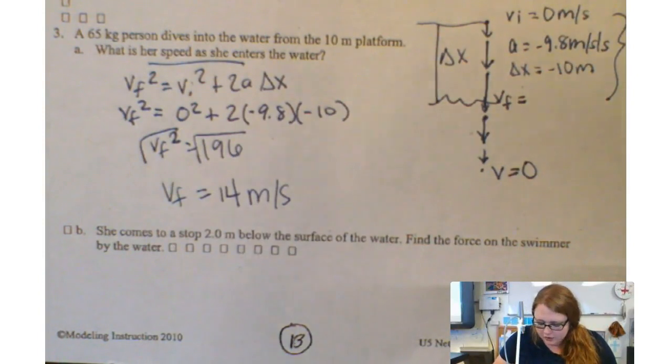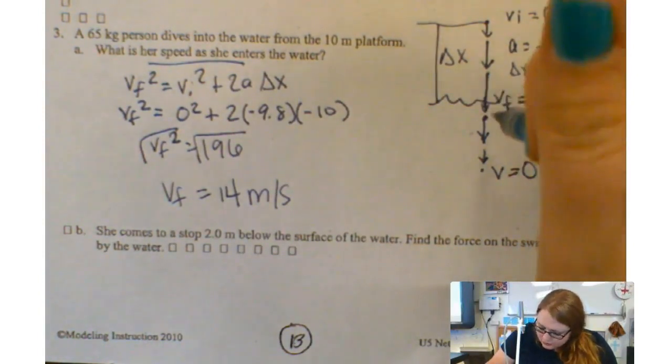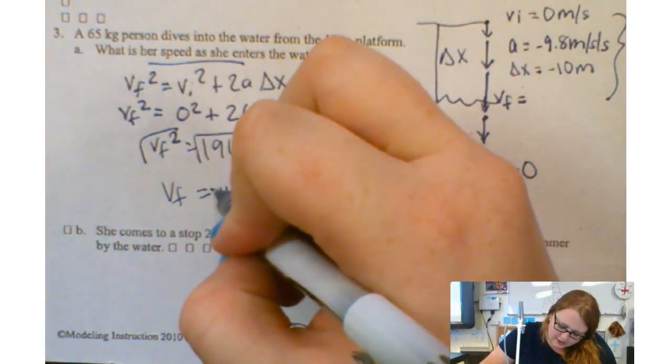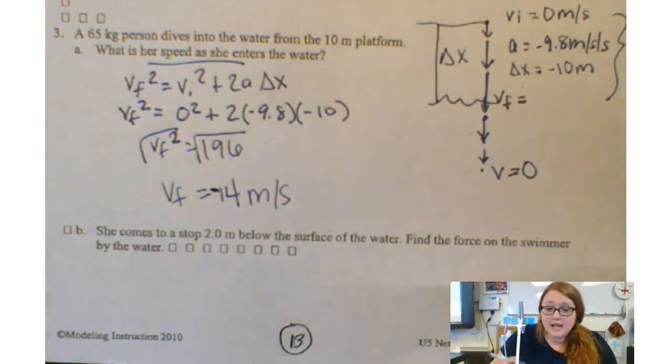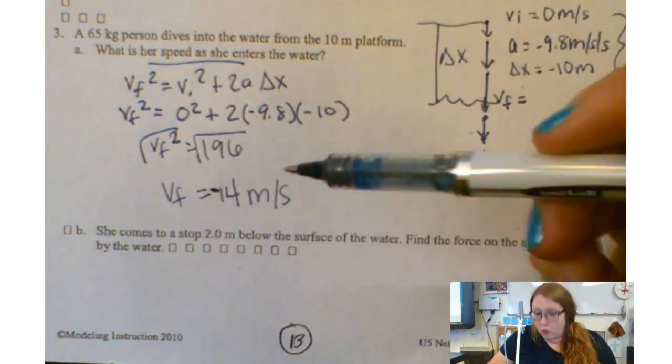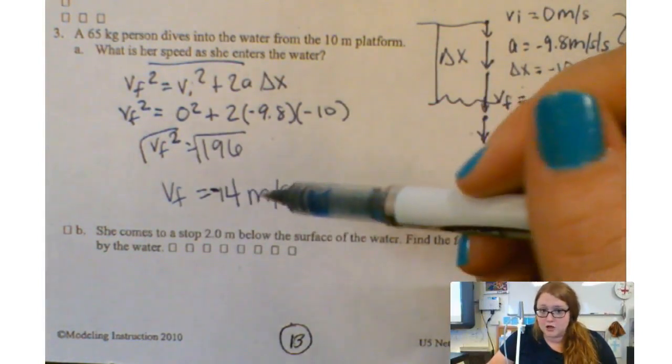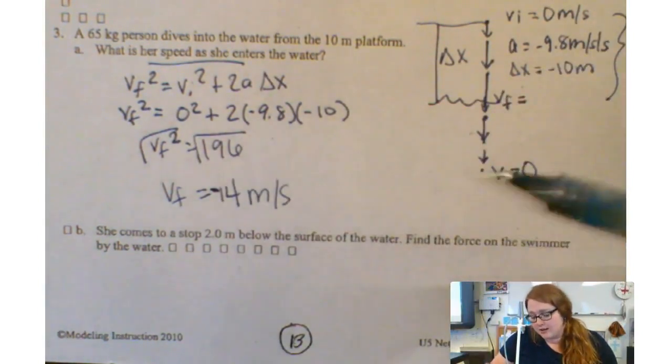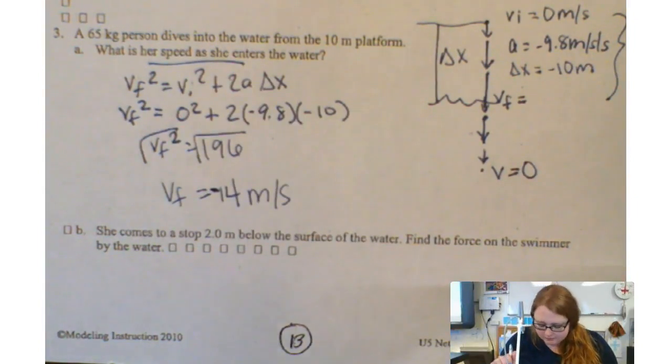Now, it's very important that we ask ourselves, is that positive 14 or negative 14? Well, we're moving in a negative direction when we hit the water, so we need to put a negative there. The reason we have to ask ourselves is because when we take the square root of something, it could be plus or minus. So it's our job to determine whether it is plus or minus based on our sign convention. Okay, so there's the answer to part A.